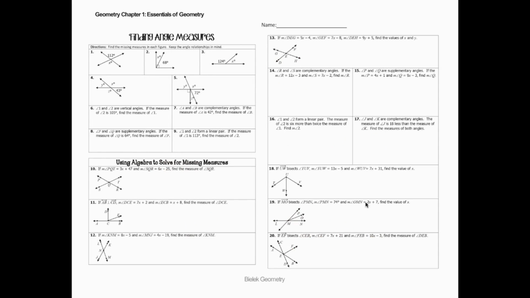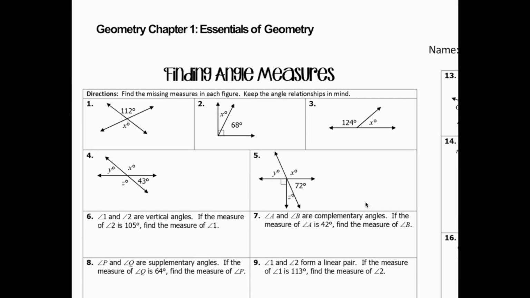Okay. All right. So next part is finding angle measures. So we have a vertical angle to 112. So we know vertical angles are equal. So that x value would have to be 112. So x equals 112 degrees. Number 2, we've got a set of complementary angles, meaning they add up to 90. So to figure out x, I'm going to take 90 minus 68, which would be 22.